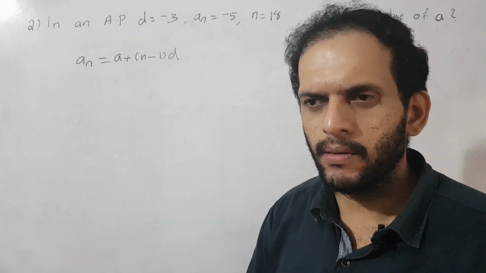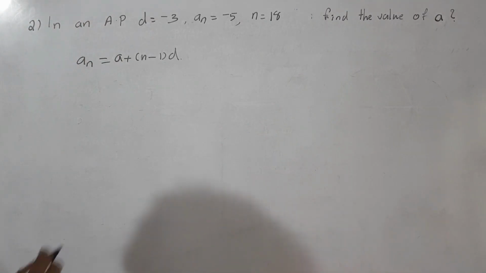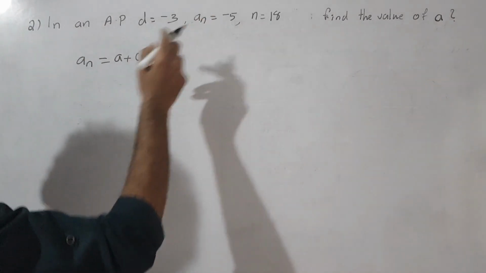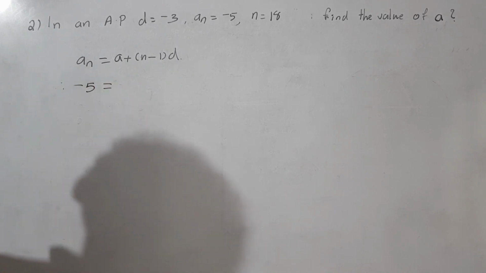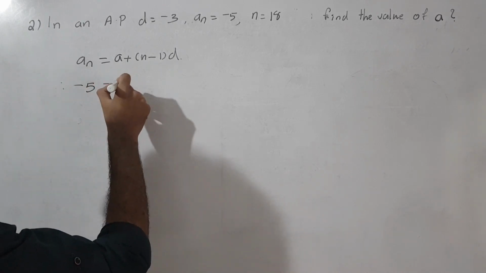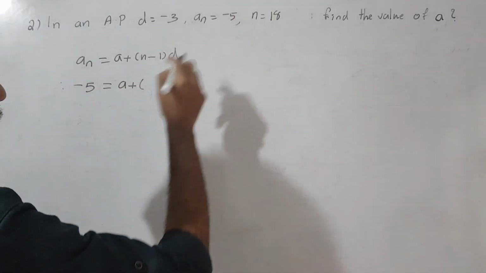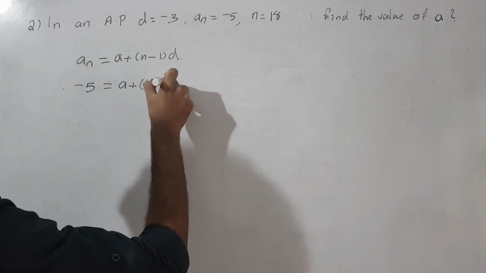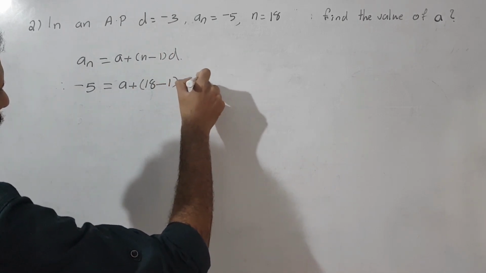Clear? Then how to find? The direct one is very easy. Then we substitute one by one. What is an? an is equal to minus 5. Therefore minus 5 is equal to, what is a? We don't know, we need to find a, plus what is n? n is equal to 18, minus 1, into d. d is minus 3.